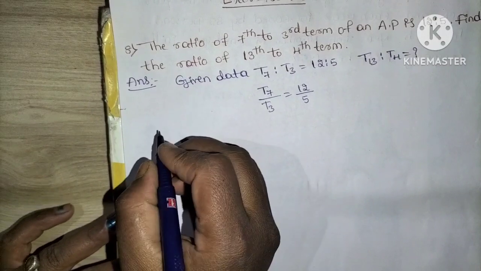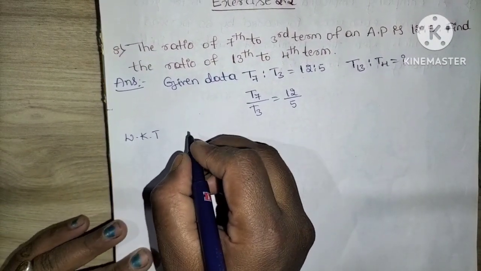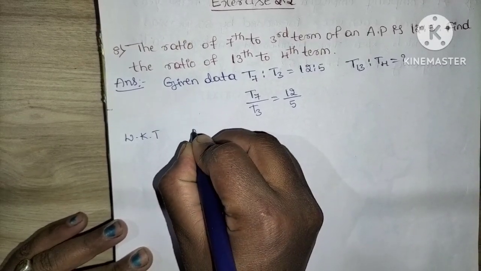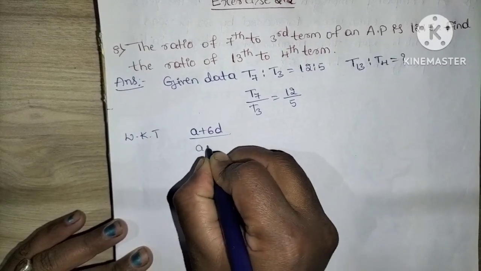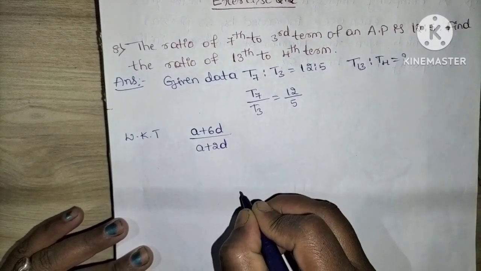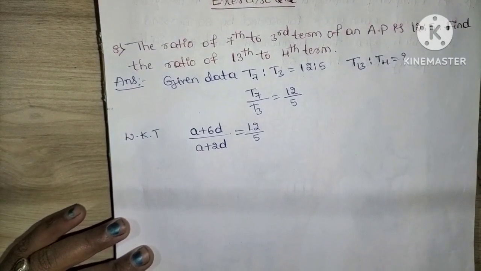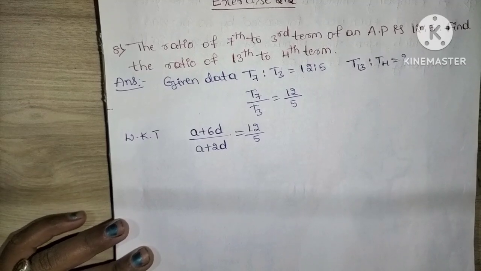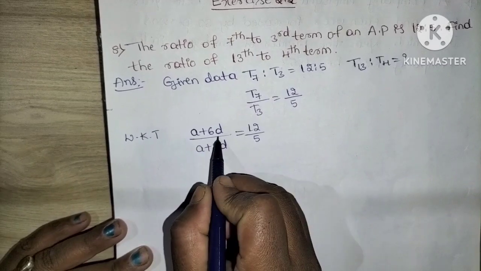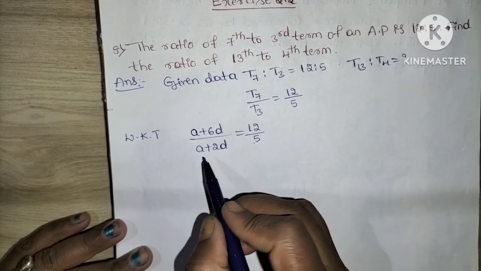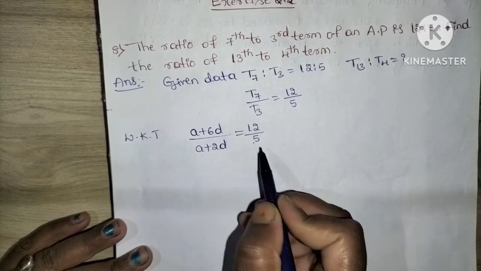What is the 7th term? We know that the 7th term can be written as a plus 6d, divided by the 3rd term, a plus 2d, is equal to 12 divided by 5, which they have given. So this is the ratio. If we do the cross multiplication, we get (a plus 6d) into 5 is equal to (a plus 2d) into 12.